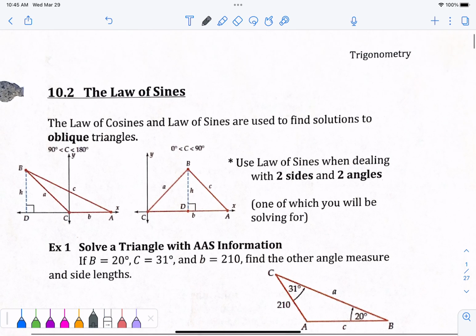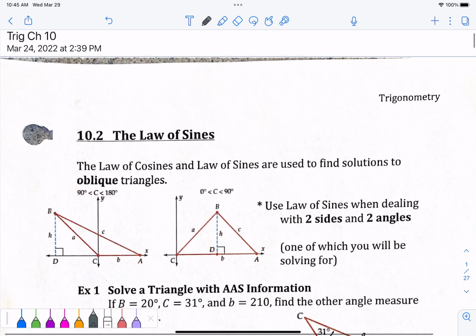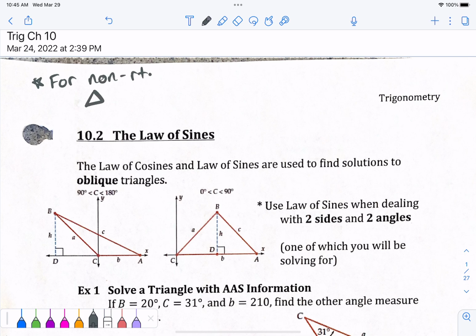All right, so law of sines. This is for non-right triangles. The law of sines and the law of cosines. Now, if it is a right triangle, what do you use?